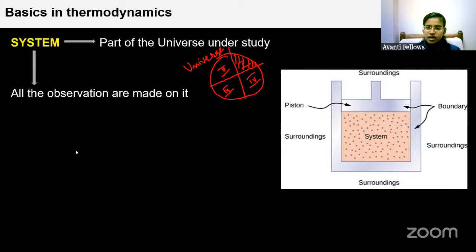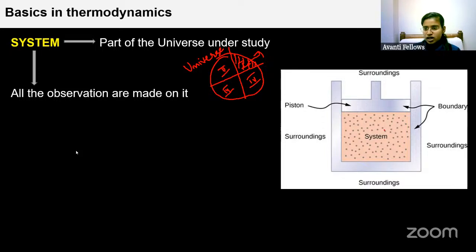So I am taking the observation. All the observations are made on region 1. Region 1 is the part of the universe and all the observations are made on that particular area. That is called a system. This region 1 is called a system, the part of the universe under study. The part of the universe under thermodynamic investigation is called a system. Here in this picture you see.